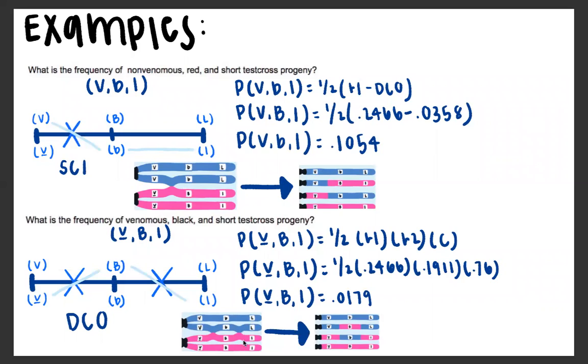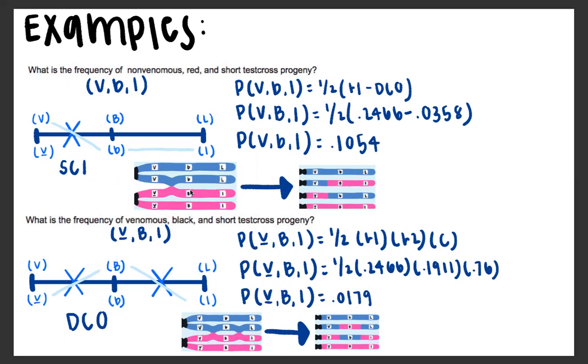On this one, we are looking at the frequency of a venomous black short snake, which crosses over on both the left and the right sides, so it would be a double crossover. To find the double crossover, you take half of the R1 value times half of the R2 value times the confidence coefficient, and we get a value of 0.0179.